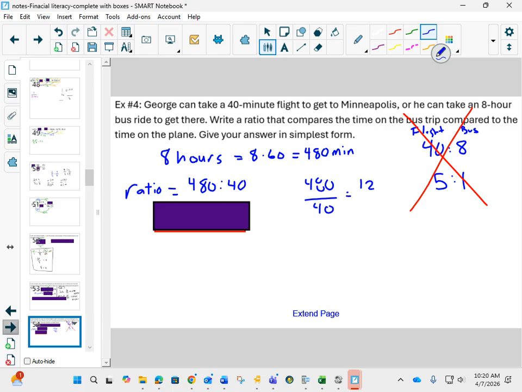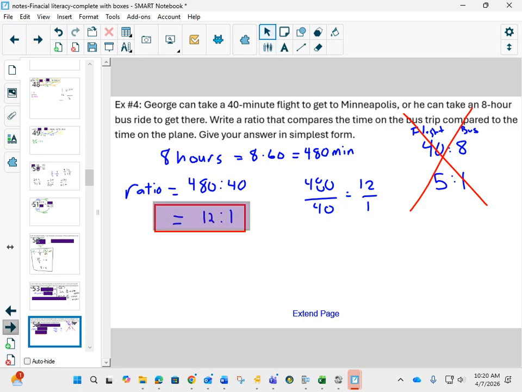And you'll get 12, which is 12 over 1. So as a lowest ratio, right? You can always change a ratio to a fraction to reduce it to lowest terms. So here, does it matter if 480 is in the ratio first?